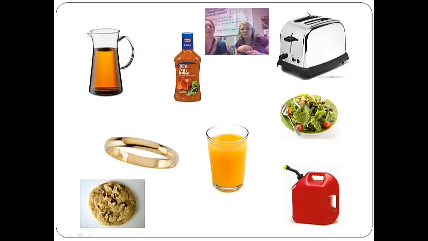A stainless steel toaster. Is that going to be homogeneous or heterogeneous? I'm going to go with homogeneous because it's stainless steel. It is an alloy, or a solid mixture of metals. And it's uniform throughout. It's the same color all the way through. It's the same composition all the way through.